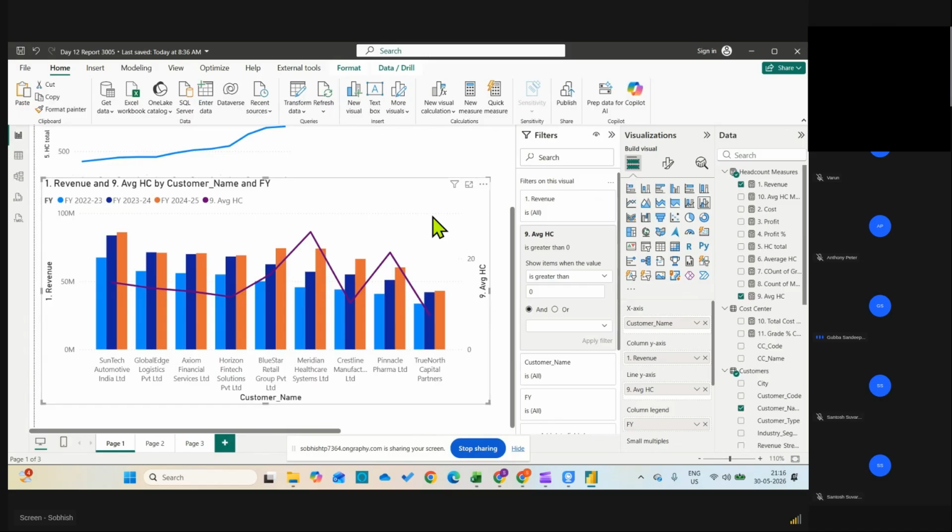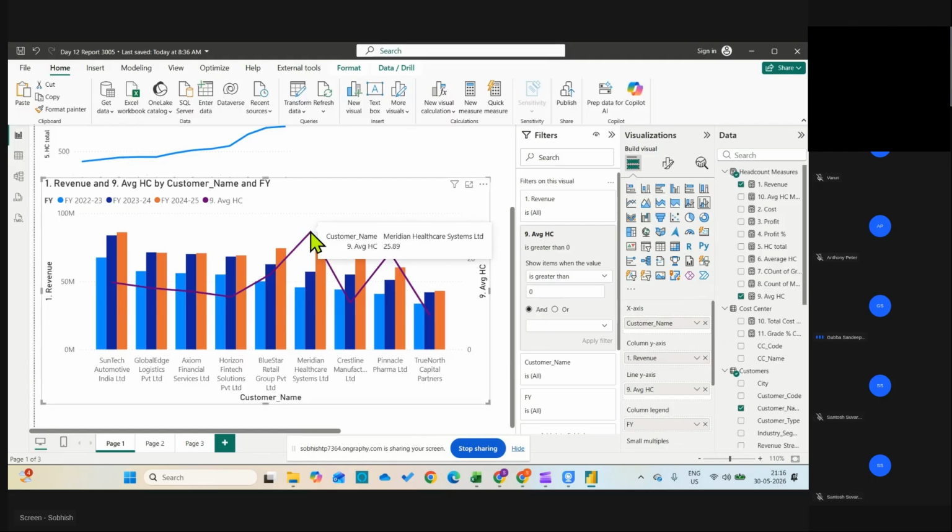Just look at the line movement and the columns. And then see if you notice something there. What are these columns showing? Revenue. And what is the line? Headcount. And do you see a spike here?